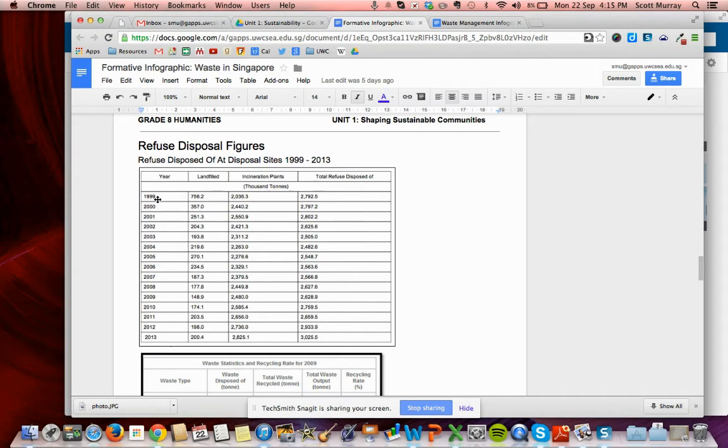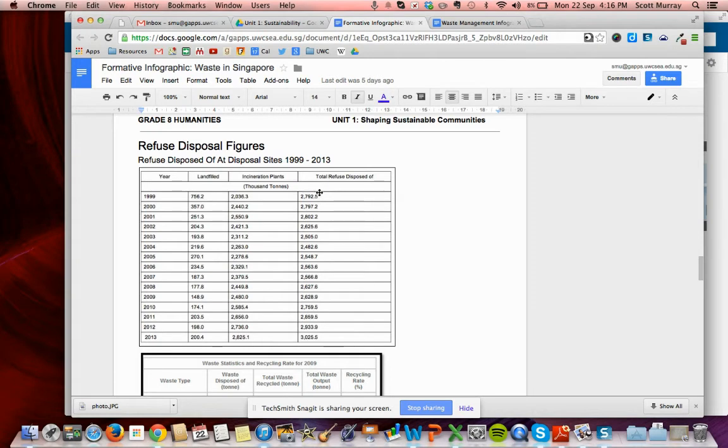In 1999, you see there is this amount of waste, and 2,036,000 was incinerated or burned. And then the total amount that was put into the landfill was 75,600. Okay?